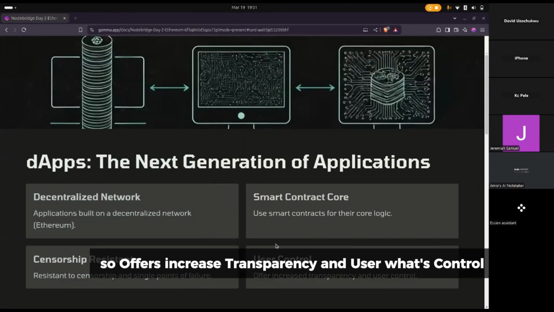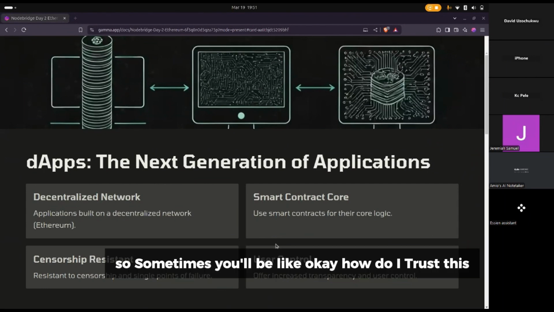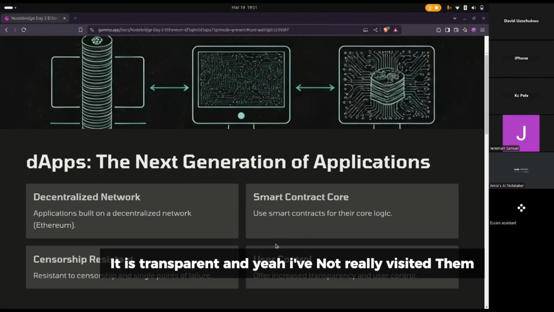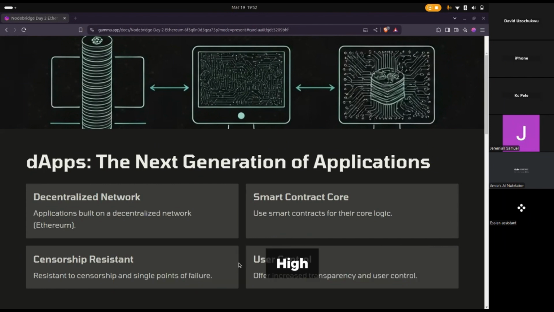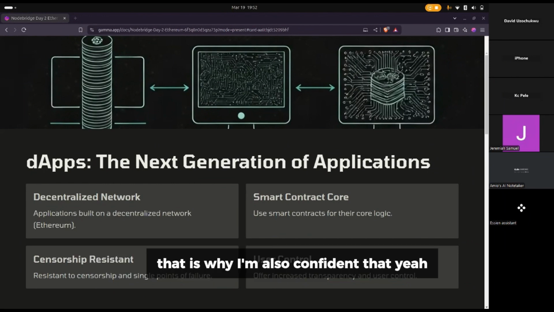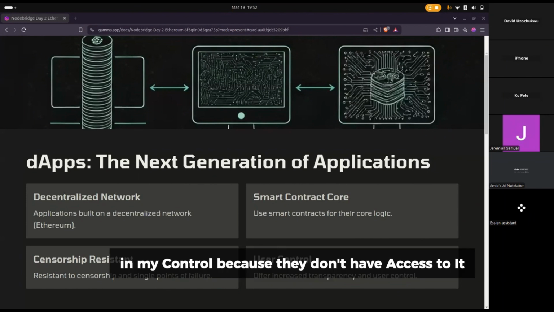It offers increased transparency and user what? Control. Sometimes you'll be like, okay, how do I trust these applications? How do I know it is transparent? I've not really visited Aave's smart contract to check or do something, but because of the value locked, and top developers have used it and so many things around it, I'm also confident that whatever I do on Aave is fully in my control because they don't have access to it.